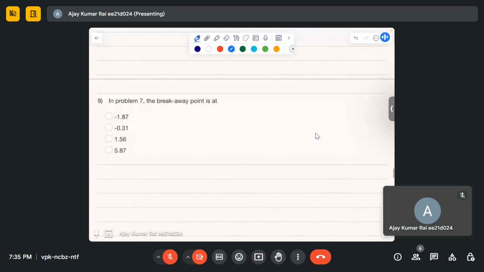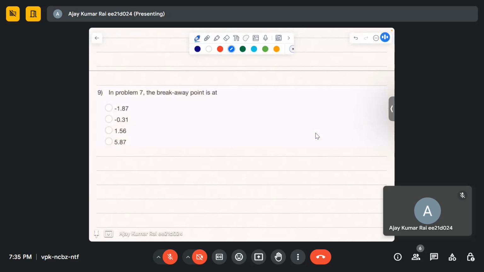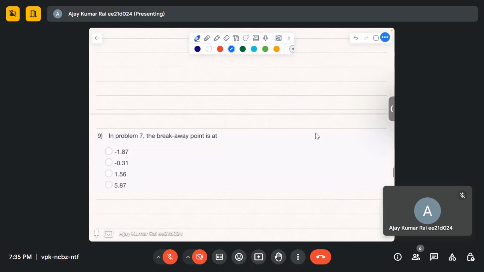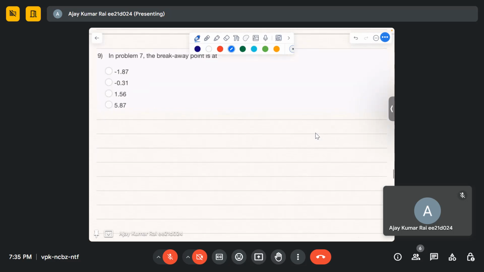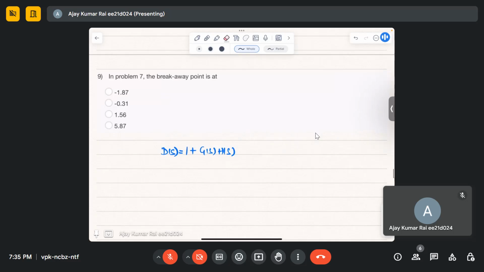Okay, let's do the next question. In problem 7, the breakaway point is at... So for the breakaway point, what we have to calculate is 1 plus GSHS equal to 0. So this is the characteristic equation, and we call this denominator Ts equal to 0.